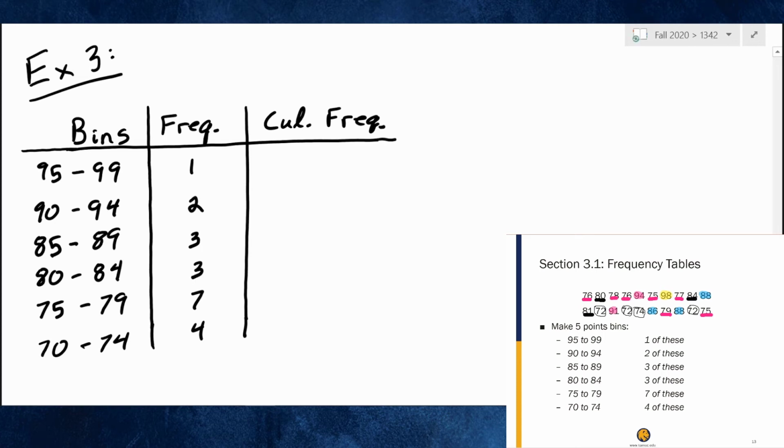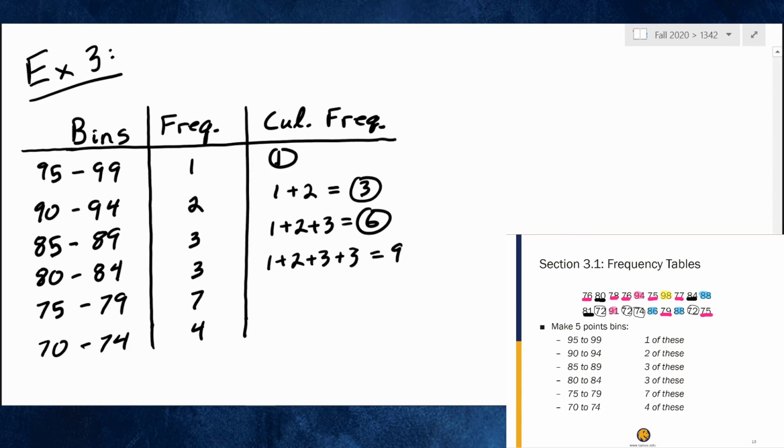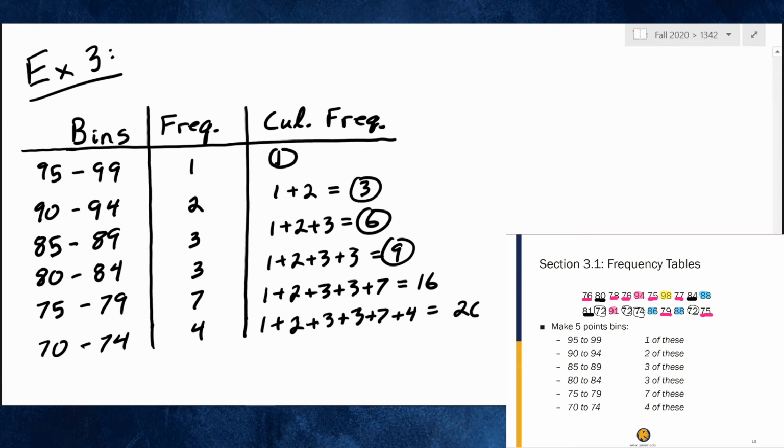And then the cumulative frequencies would go 1, and then 1 plus 2 to give us 3. And 1 plus 2 plus 3 to give us 6. 1 plus 2 plus 3 plus 3 to give us 9. 1 plus 2 plus 3 plus 3, and then add another 7 on the end, 16. And then finally, we'll add in the last number, 4, which should add up now to give us 20.